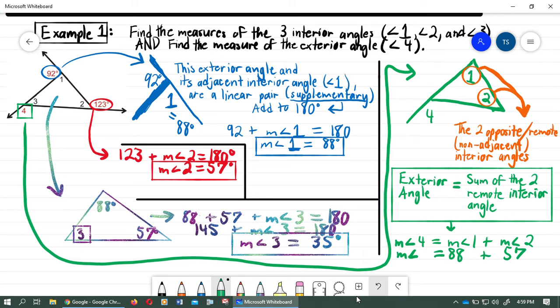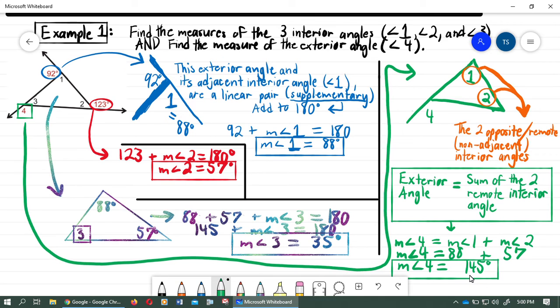Again, the measure of angle 1 is 88 degrees. If we add these two angle measurements together, the measure of angle 1 plus the measure of angle 2, 88 plus 57 gives us 145. So the measure of angle 4 has to be 145 degrees. Now we have found all of the parts that they have asked us to find.